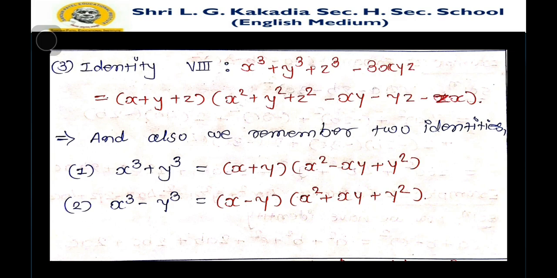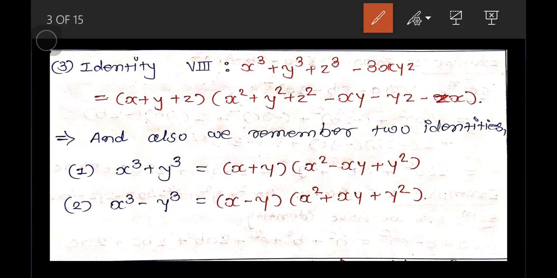Now identity number 8. Identity 8 is given as x cube plus y cube plus z cube minus 3xyz. If any algebraic expression is given in this form, then we can factorize this expression as equal to (x plus y plus z) into (x square plus y square plus z square minus xy minus yz minus zx).